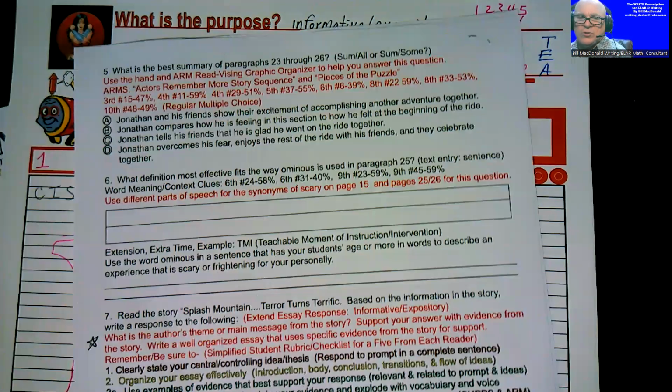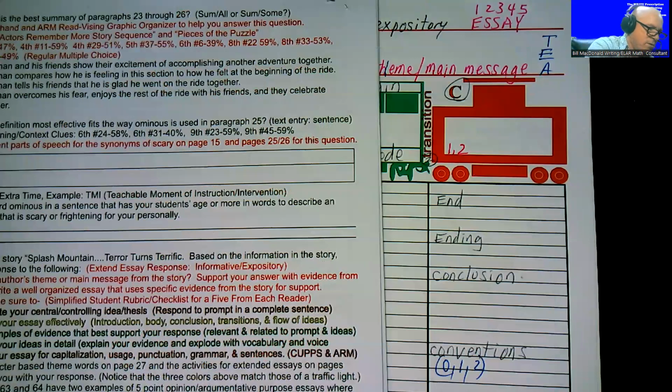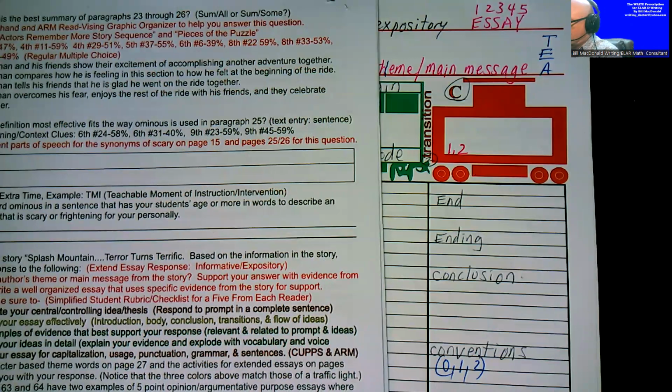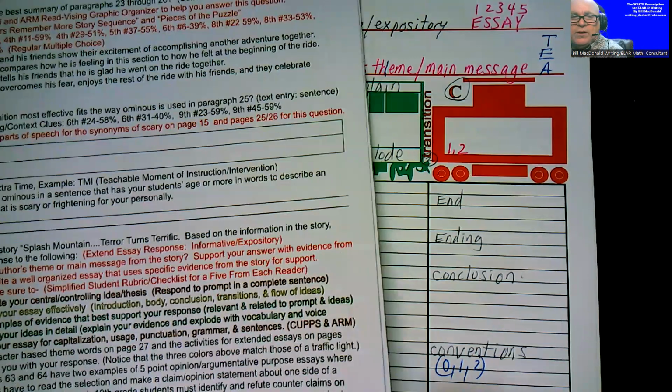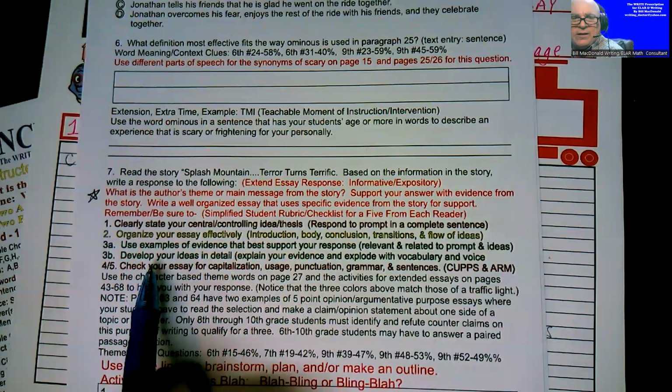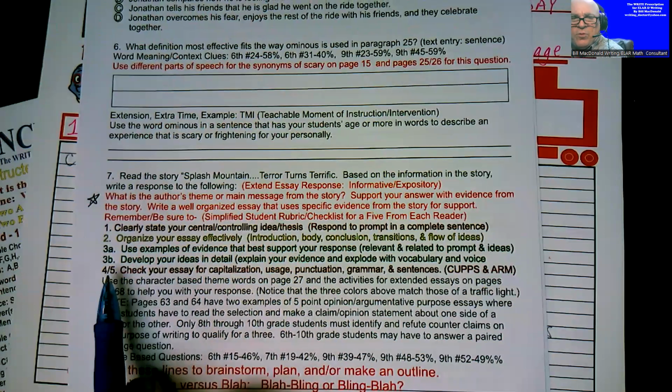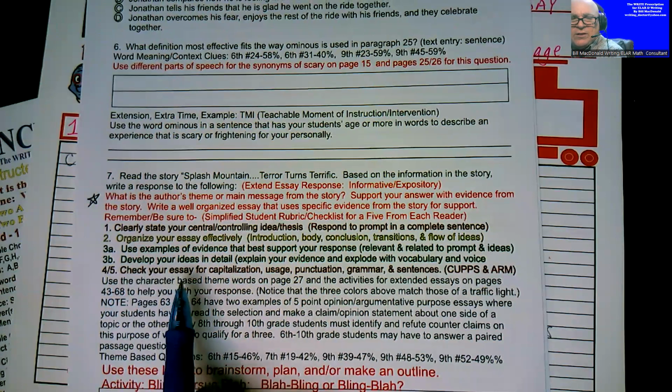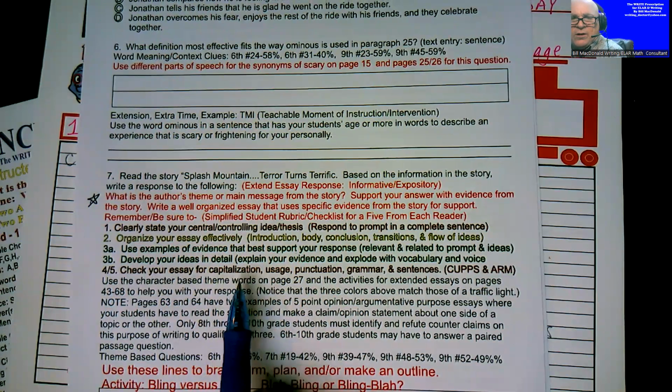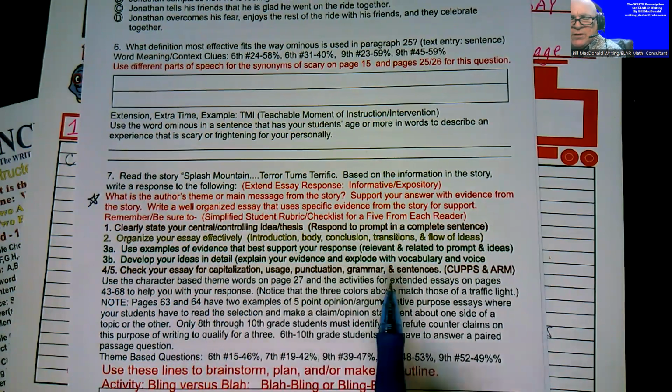So the last thing I want to show you is that there is one more bullet, and your kids have to be aware of that. It's the last bullet. In order to get a 4 or a 5, you can't just end the essay. You've got to work on the capitalization, usage, punctuation, grammar, and sentences.